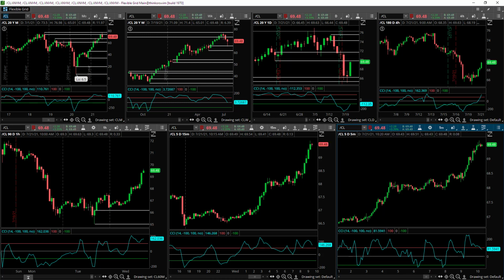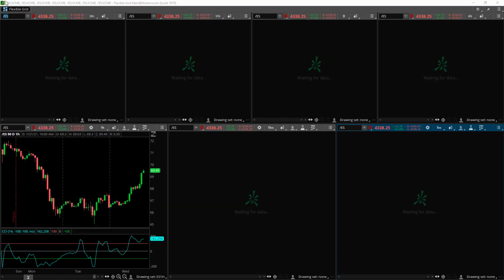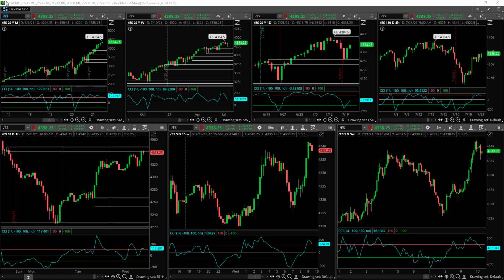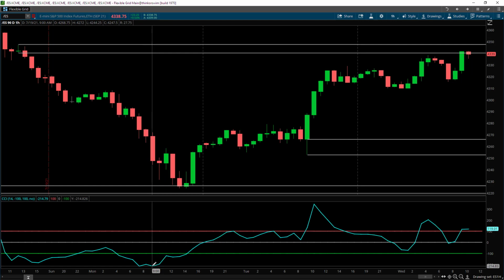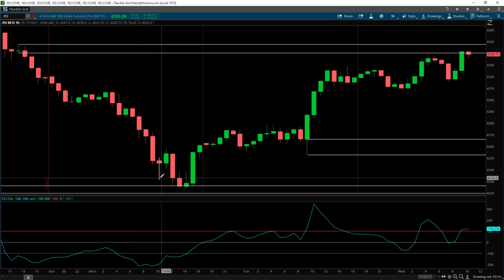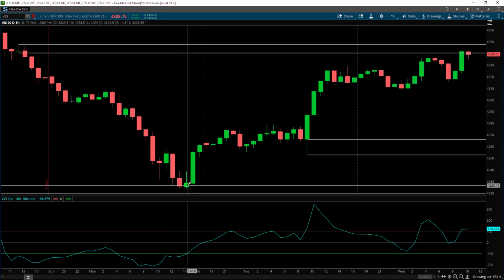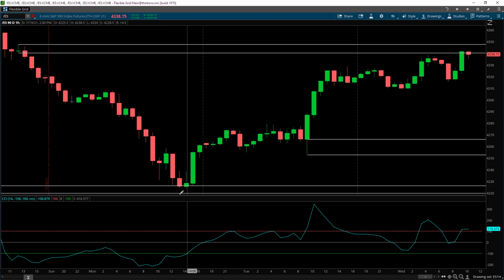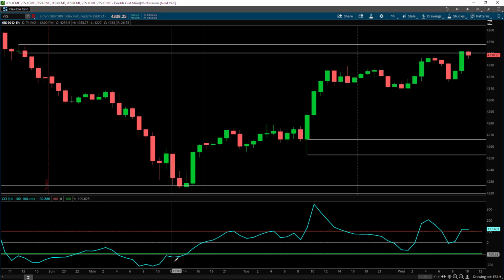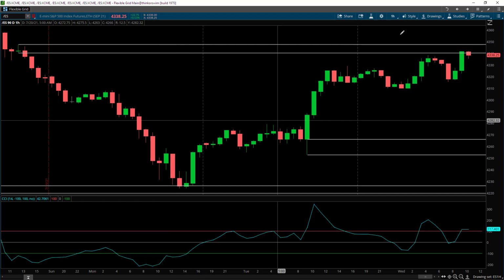Let's have a look at some more markets. Let's look at the E-minis. I think we have an example of this here as well. Almost. There's another. Here you can also see the market making a new low and the CCI making a higher low. See that? The market making a new low, the CCI making a higher low, and the reversal to the upside.